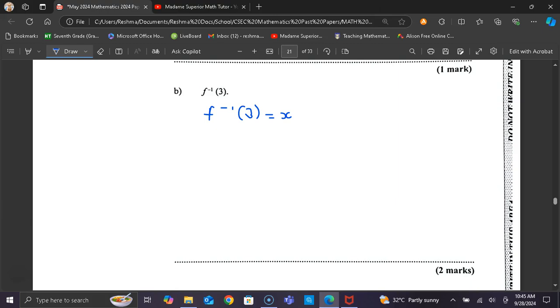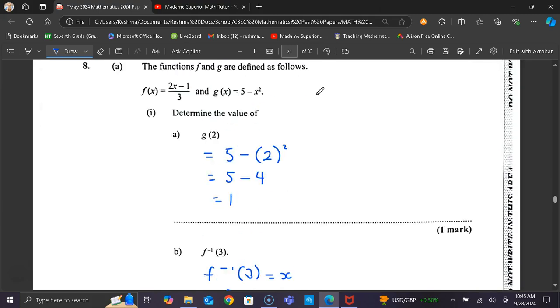then if we do the reverse, if we find f of x, that will give me back the 3. So that means f of x will be equal to 3. And if I solve for x, then that will give me the value of f inverse of 3. So therefore, I just need to equate f of x to 3 and solve.